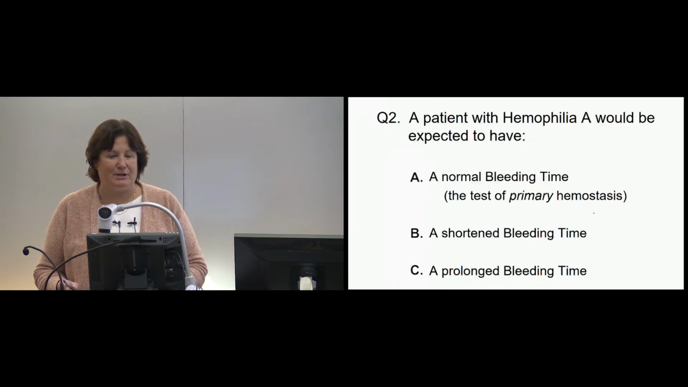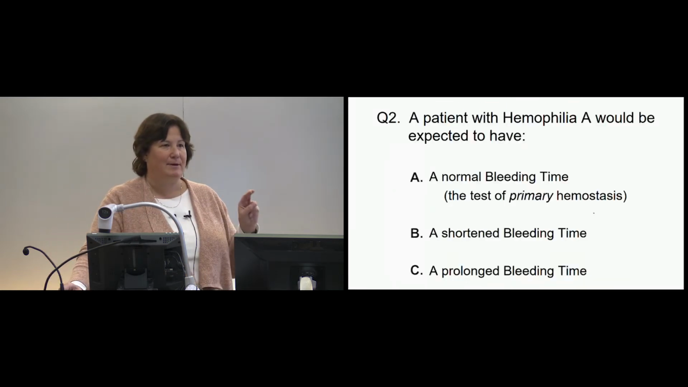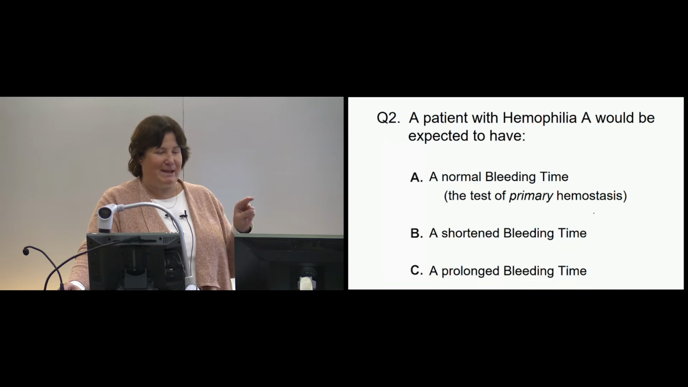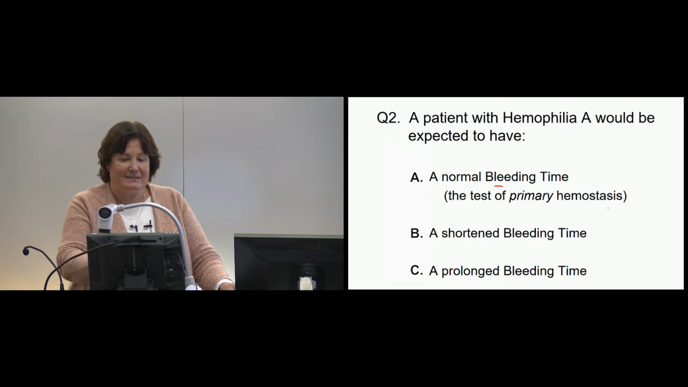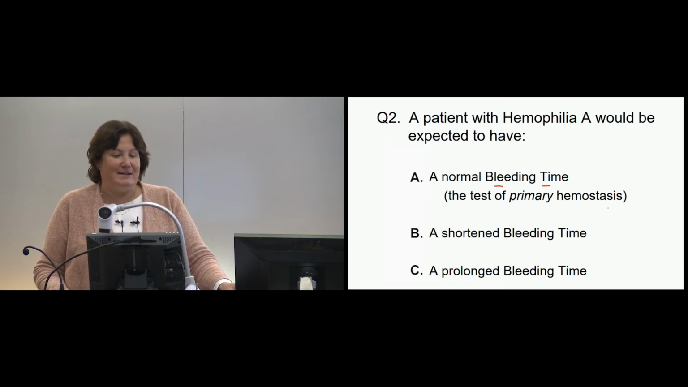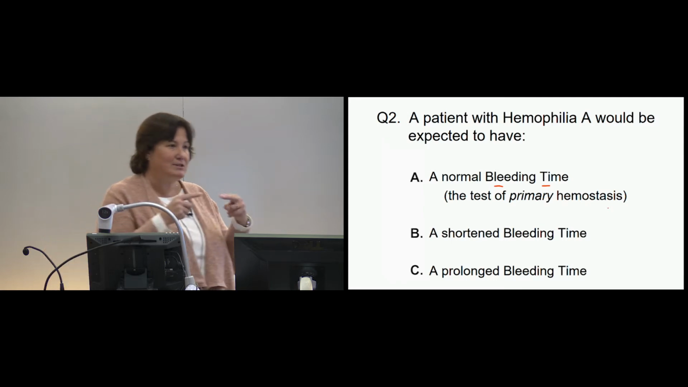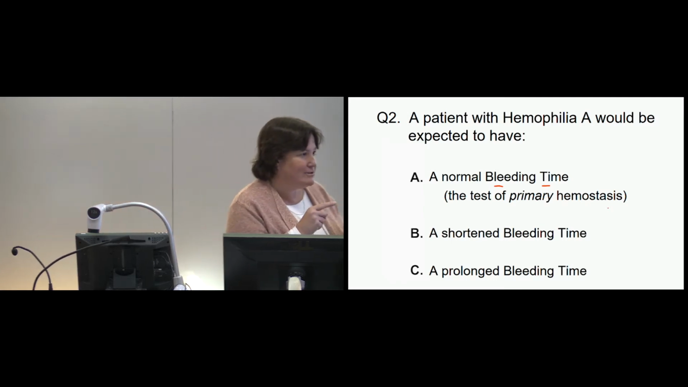All right, this one's trickier. I want you to turn to your neighbor and talk about this one for a second before you answer this one. A patient with hemophilia A would be expected to have, and I helped you a little bit here, A, normal bleeding time. Now, bleeding time, I just want to make sure you know it says bleeding time. B, a shortened bleeding time, and C, a prolonged bleeding time. So turn to your neighbor for a second before you answer and chat.